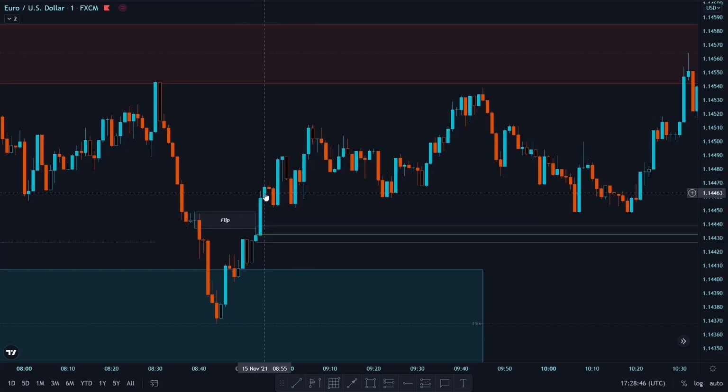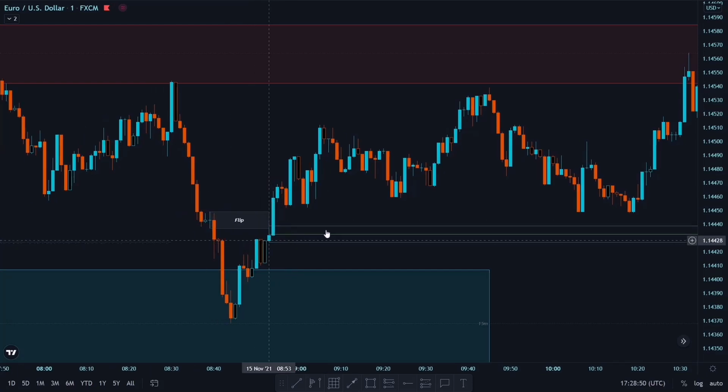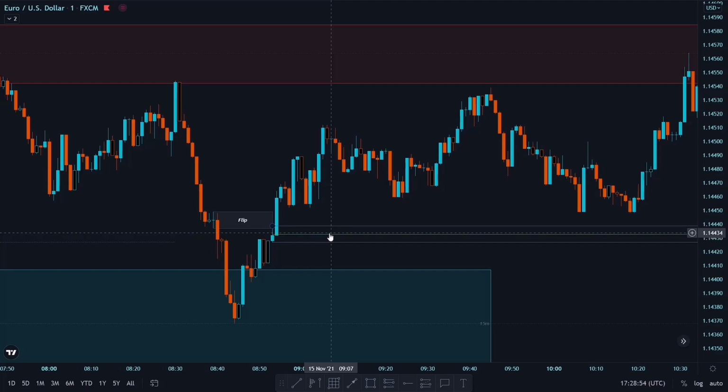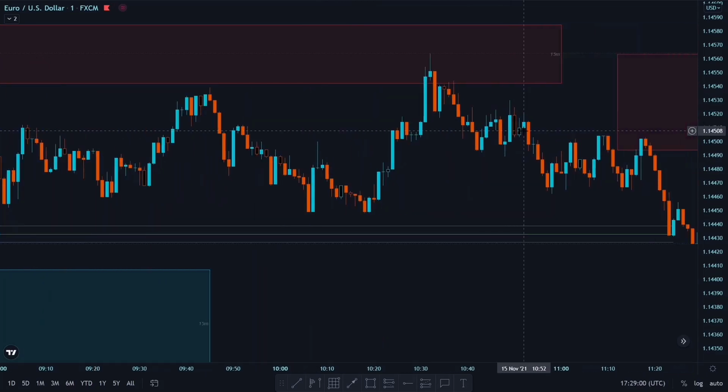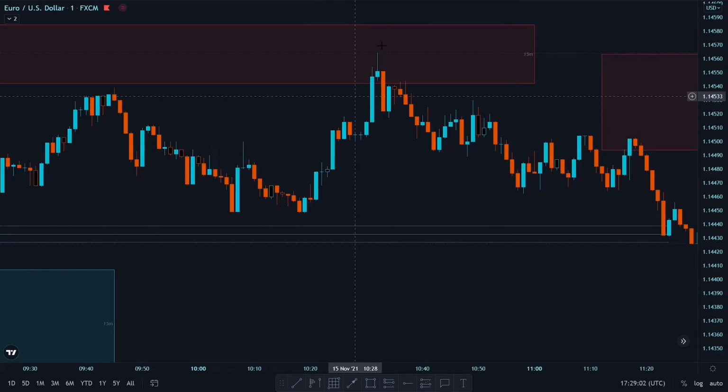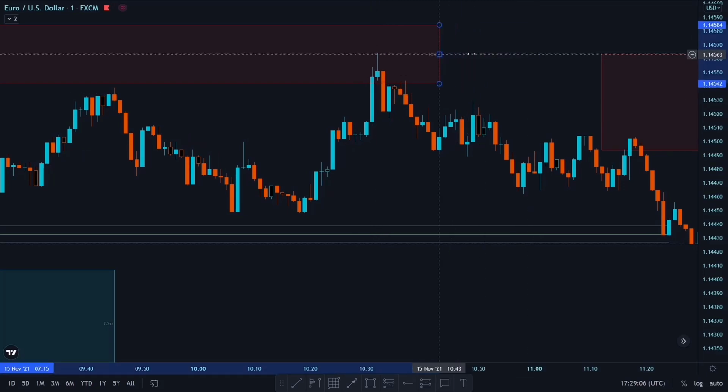We break this supply, so that's why this becomes our flip, and I have my buy limit here, but I didn't get tagged in here, so I removed it. After this we get a quick move to the upside, and we tap into our 15-minute supply zone. So this was our 15-minute supply zone.